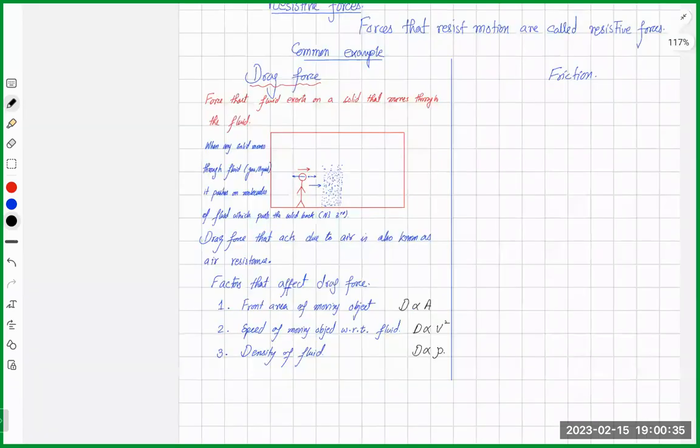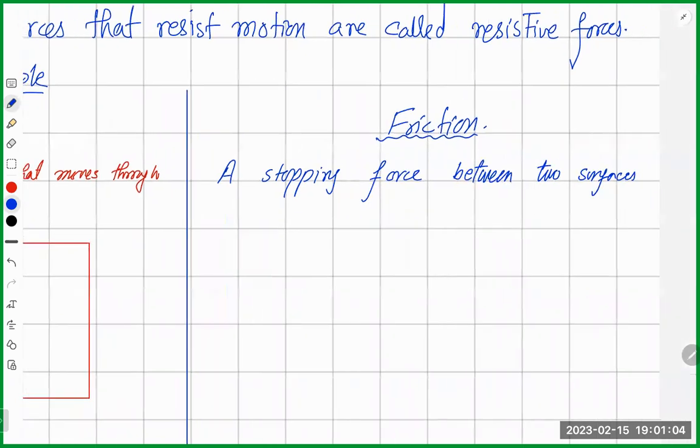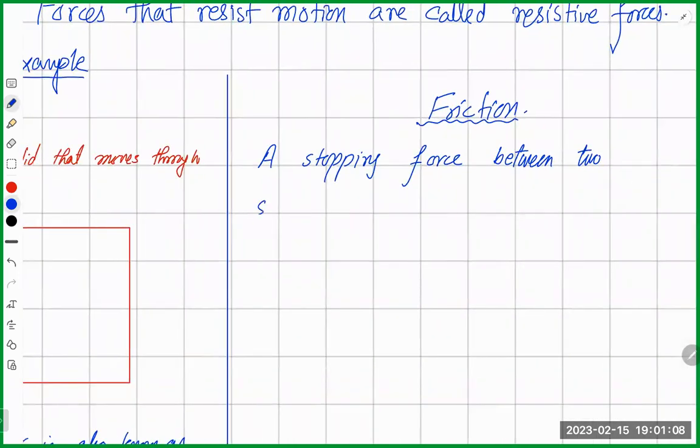Now, what is friction? A stopping force between two surfaces due to interlocking between them is called friction.